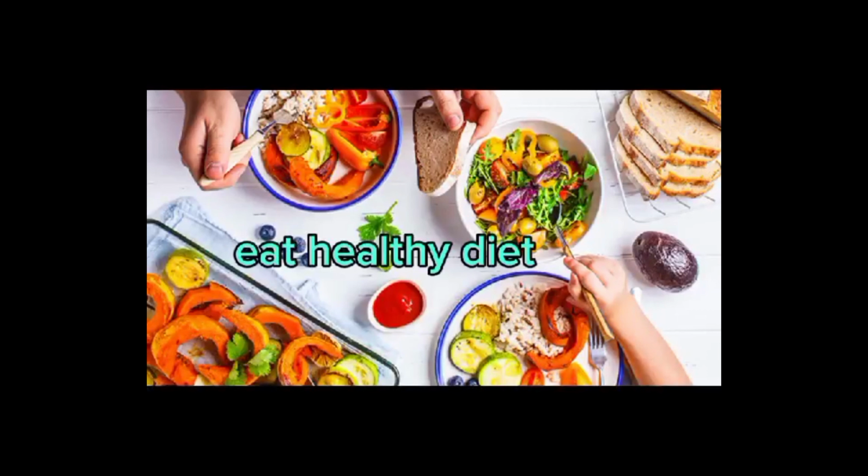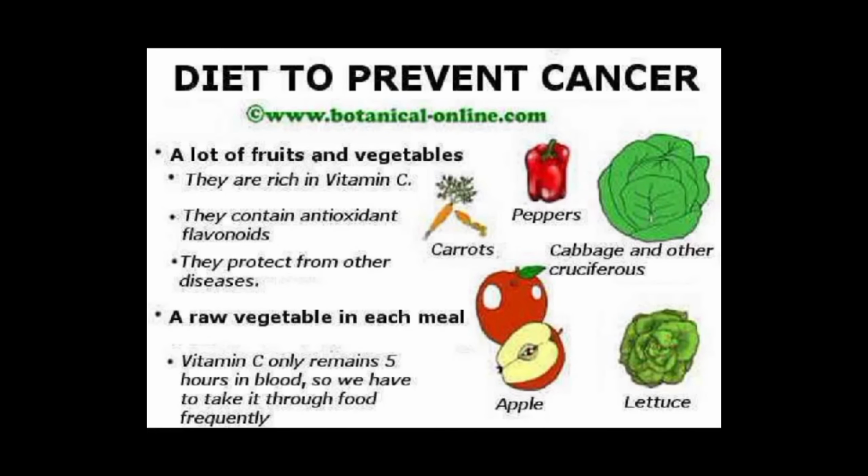So the third is eat a healthy diet. Diet to prevent cancer: a lot of fruits and vegetables. They are rich in vitamin C. They contain antioxidant flavonoids. They protect from other diseases. A raw vegetable in each meal. Vitamin C only remains 5 hours in the blood, so we have to take it through food frequently.